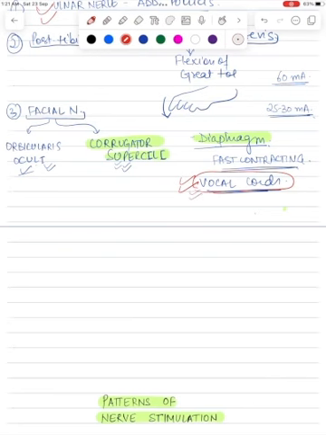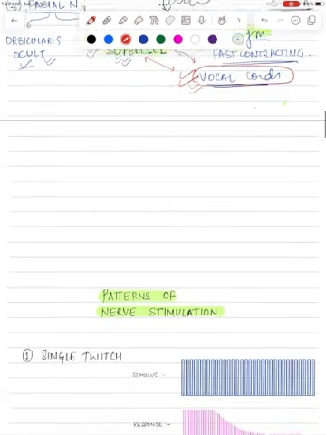The alternative is to actually measure the evoked responses at the corrugator supercilii due to facial nerve stimulation. Because they belong to the same kind of fast contracting fibers, the TOF ratios and the degree of neuromuscular blockade at the corrugator supercilii will correspond much more closely with the vocal cords than would adductor pollicis correspond to vocal cords. Right? Now let's talk about patterns of nerve stimulation.